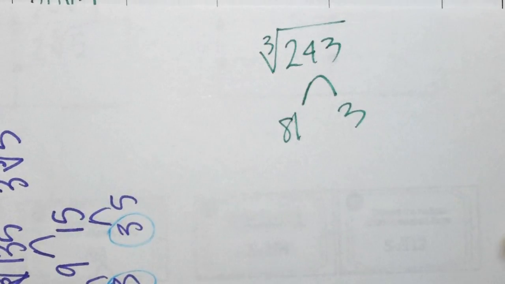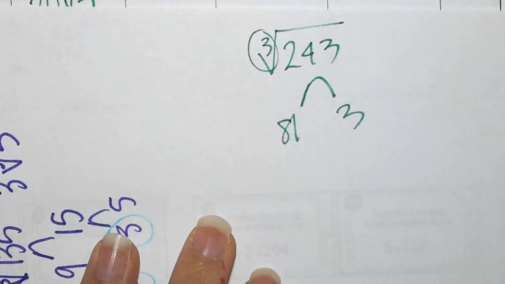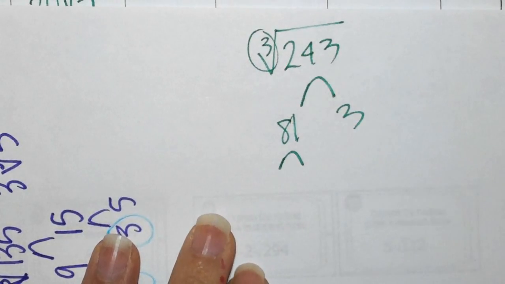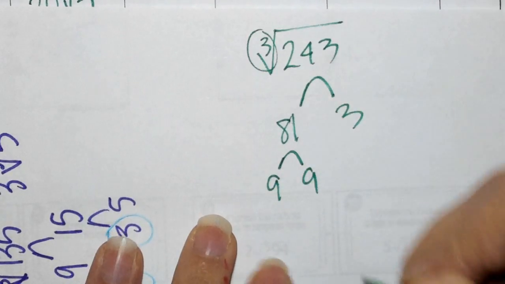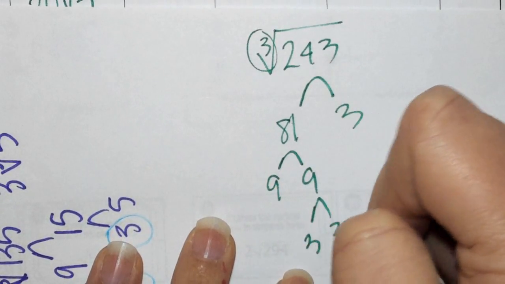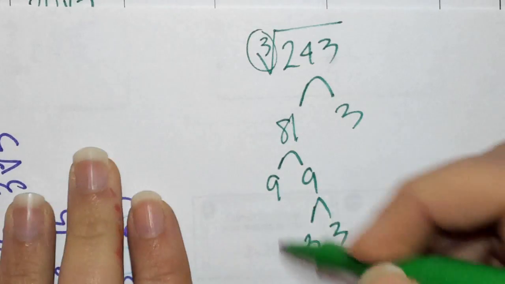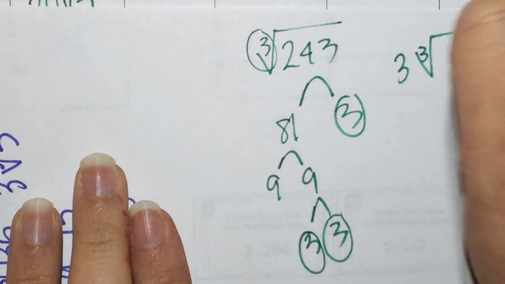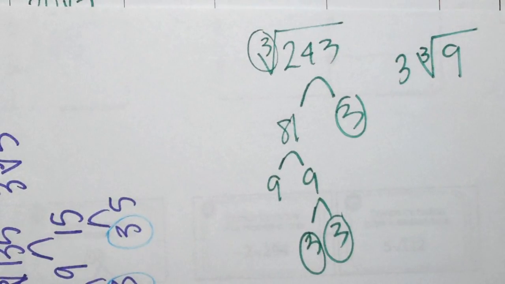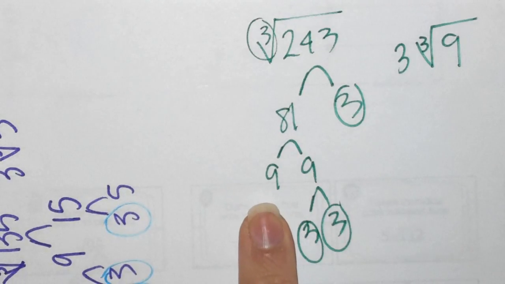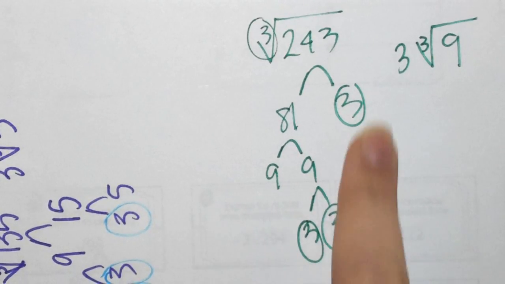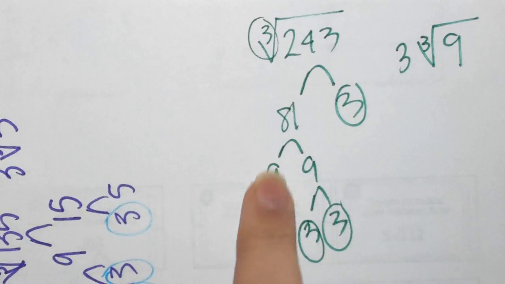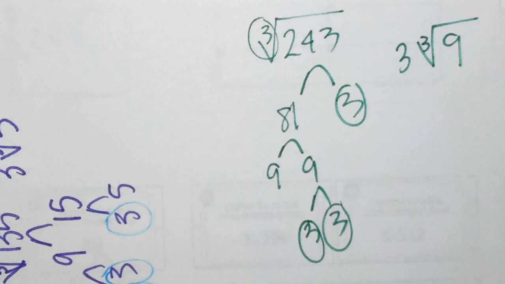Alright, so then remember, we need 3 of the same number because of this cubed right here. So then what did you break this down into? And then what did you break this down into? And then how many 3s do we have? Just the right amount. 1, 2, 3. So it's 3 cubed root 9. Now, why do we not have to break this 9 down? Because you already have 3. So once you have 3, you're fine, because this can only be broken down into 2 3s.